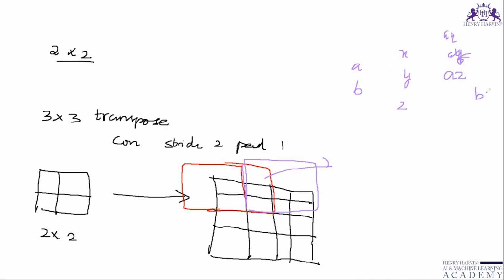Similarly, I will get it like BX, BY, and BZ, right? So what's happening here? Let me show it very clearly. So here this will get added also, so that also we have to mention over here. I hope this is clear. I'm just showing how it works.